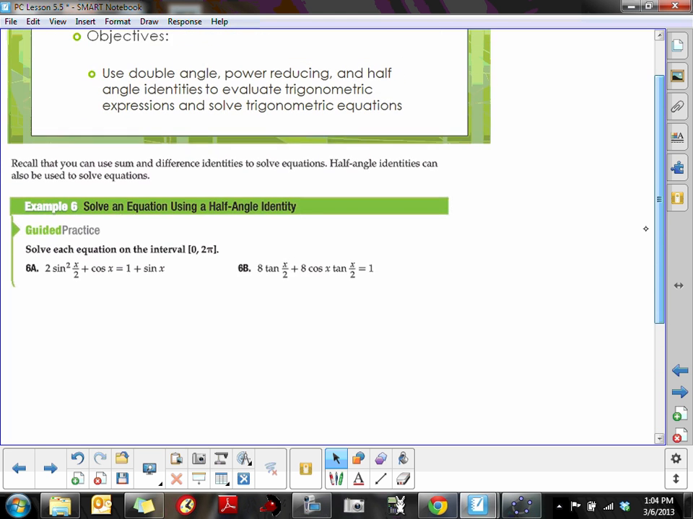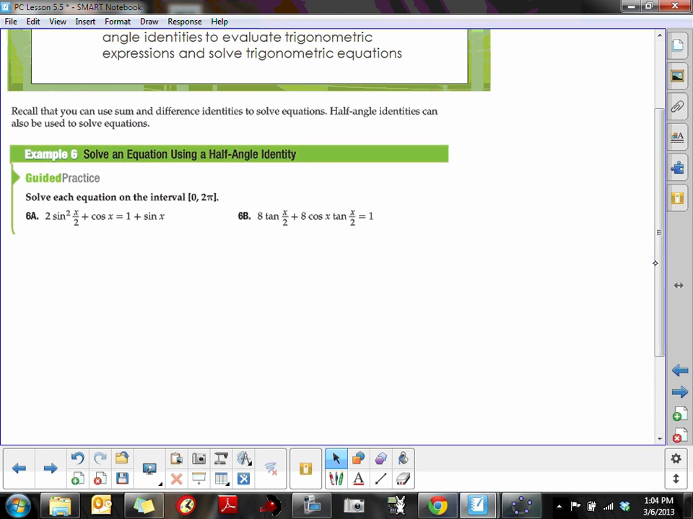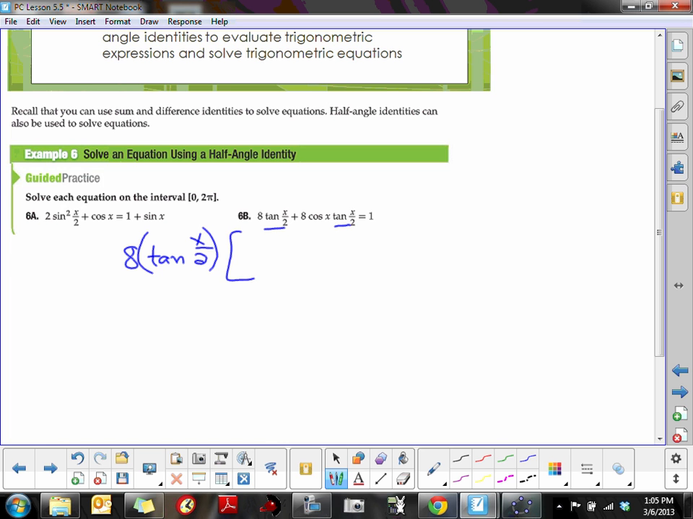One of the things I noticed right away is that you could take out a common factor of 8. Not only could we factor out a common factor of 8, but each of these has a tangent of x over 2, or x halves. So we're factoring that out of this binomial. What's left is 1 plus cosine of x equals 1.